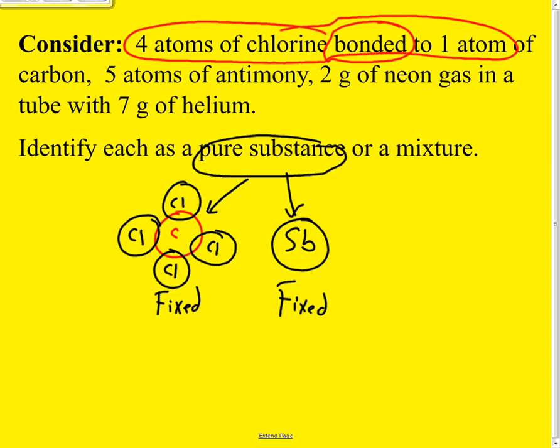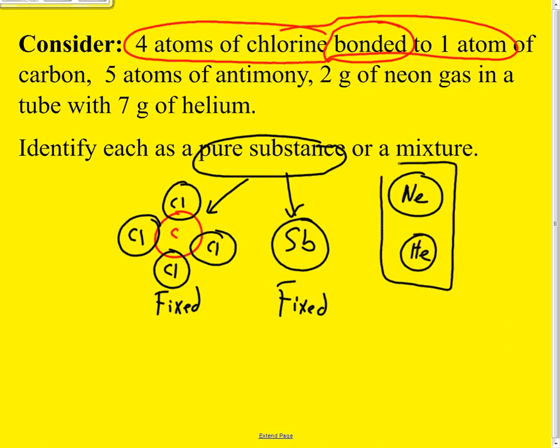What about if I just have some neon gas and some helium gas, and they're just floating around in a tube? Is that going to be a fixed composition? And the answer to this is no, it's not a fixed composition. And so this is a mixture. Okay, now I think like I say, there may still be some questions here about what a mixture is and what a pure substance is, but I think this will be clarified as we go further. So let's move on. Let's go to the next consider.